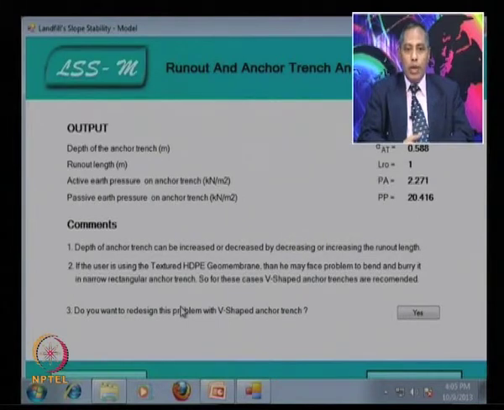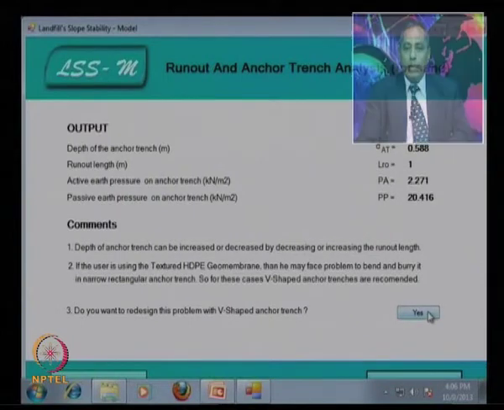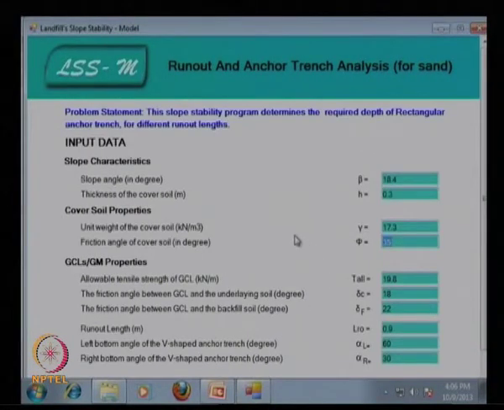Second, if the user is using any geotextile or high density polyethylene geomembrane, then he may face the problem of bending and burying it in the narrow rectangular anchor trench. So, for this case, the V-shaped anchor trench is recommended. Do you want to design this problem with the V-shaped anchor trench? If you say yes, then you can.